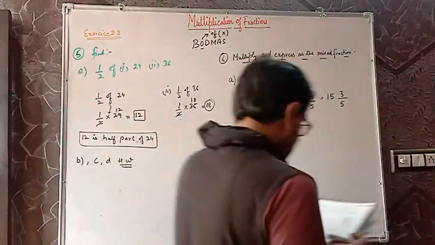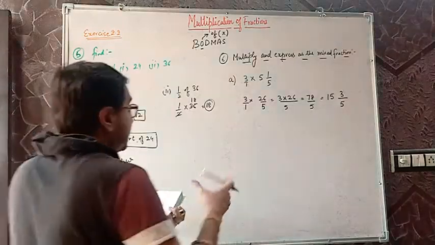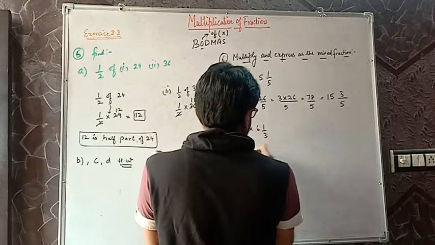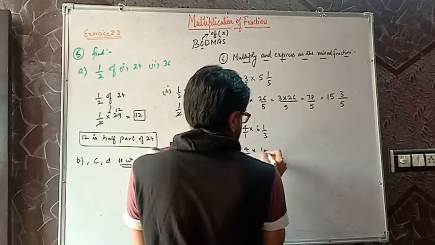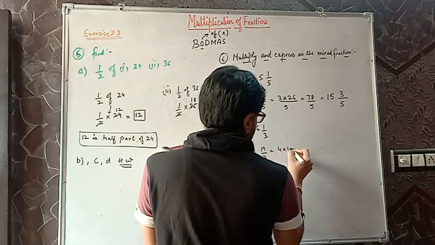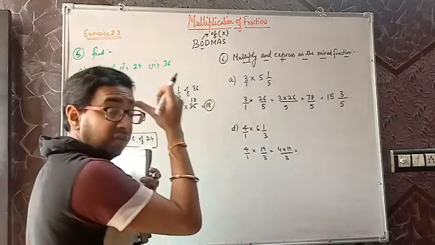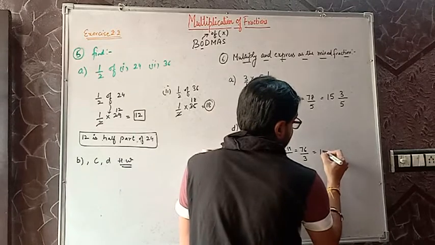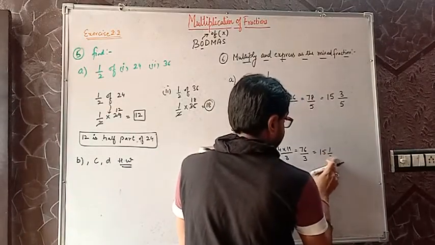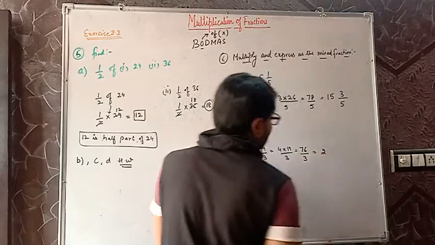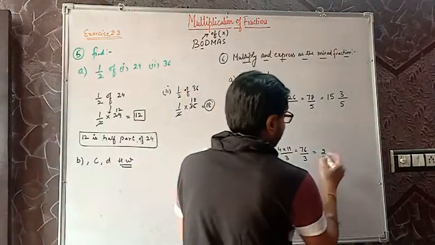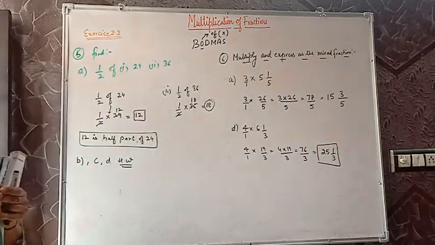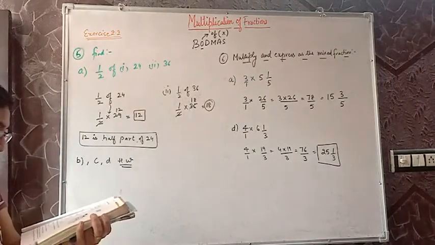Next, I'm doing the D part for you. Almost the same. All parts are the same. 4, 6, 1 by 3. It means 4 upon 1, that's 19 upon 3. 4 into 19 upon 3. 4 into 19 is equal to 76 upon 3. 76 upon 3 is, sorry, it's 25 because it is 76 by 3. So 25, 1 by 3 is the answer. Clear?